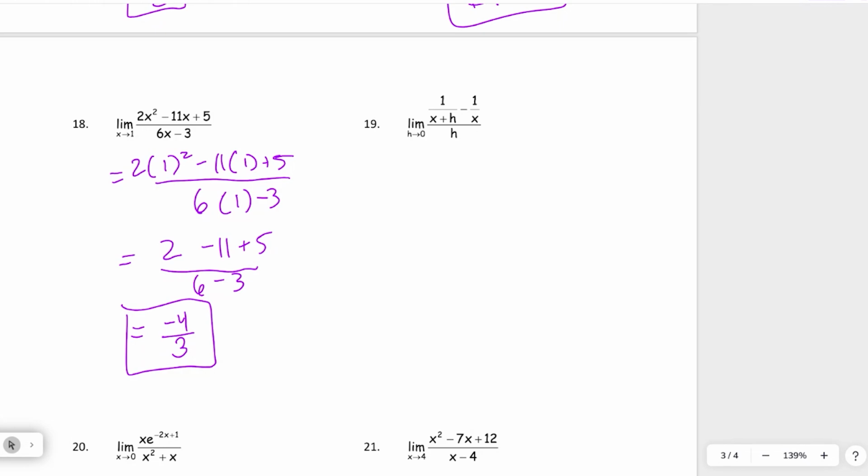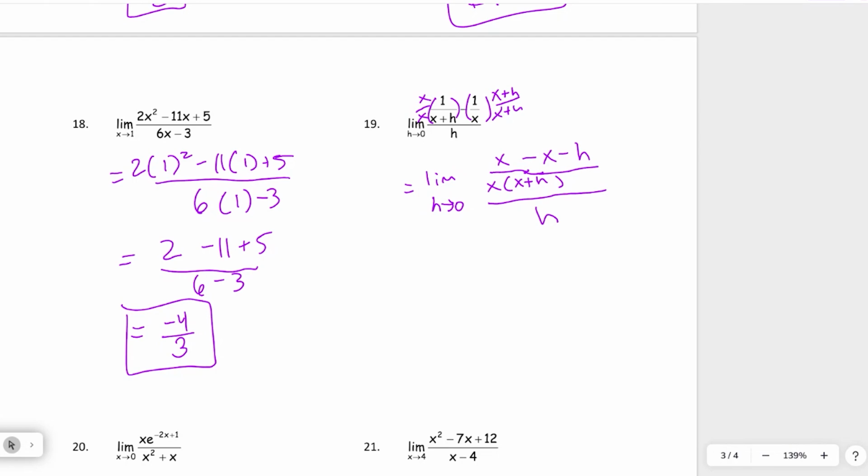Number 19, we've got some fractions we got to take care of. So let's try to find a common denominator in the numerator. So I'm going to multiply the left-hand fraction by x over x and the right-hand fraction by x plus h over x plus h. So this will equal the limit as h approaches 0 of x over x times x plus h minus x plus h. So minus x minus h. And all that will be over h.